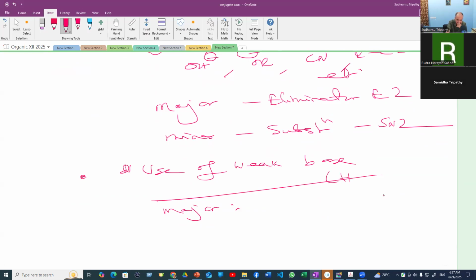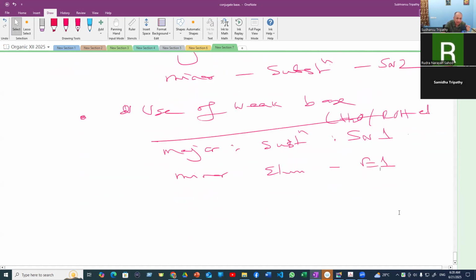Like water, alcohol, etc. Major substitution, SN1, and minor elimination, E1.